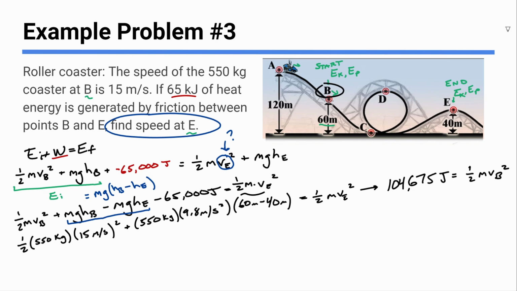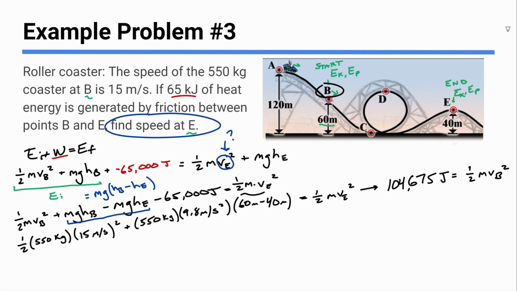All right, there we go. That's how much kinetic energy I have at the end. I lost 65,000. I'm ending with like 104,000, so I must have started with like 170-ish thousand. These seem like about the right ballpark, so I feel like we're on the right track.